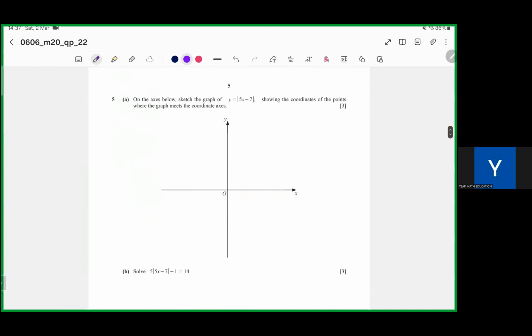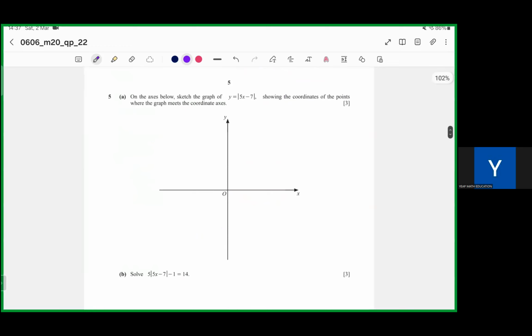Okay, now we see question 5 first. Okay, question 5. Actually, you need to solve for the graph of the modulus, and question B is you need to solve the modulus equation, but you need to use back the answer for question A. Never mind, we see first.